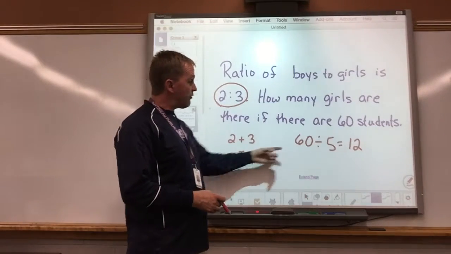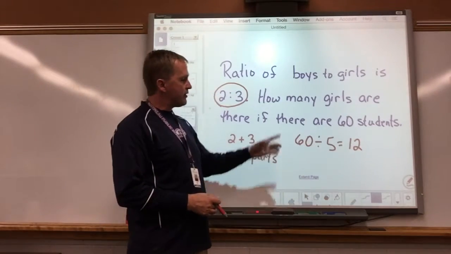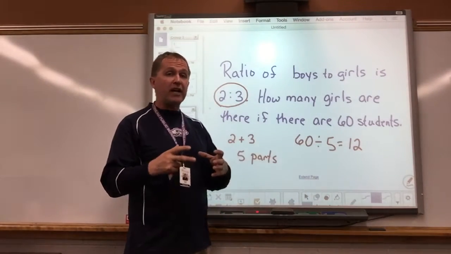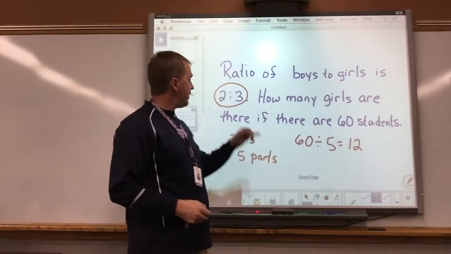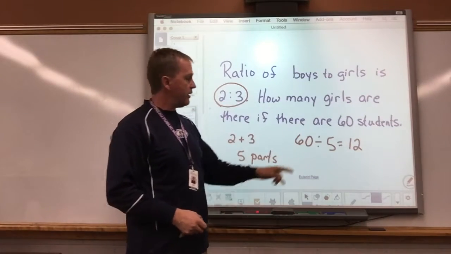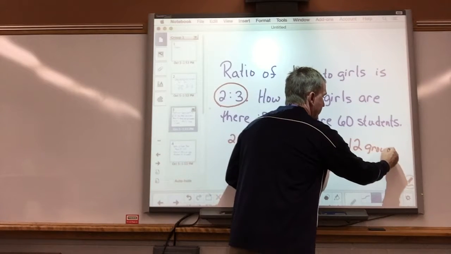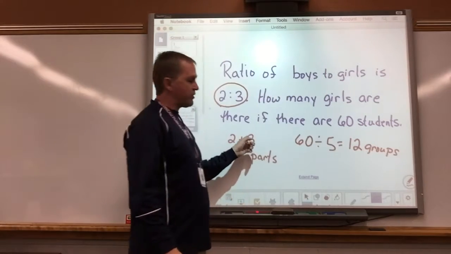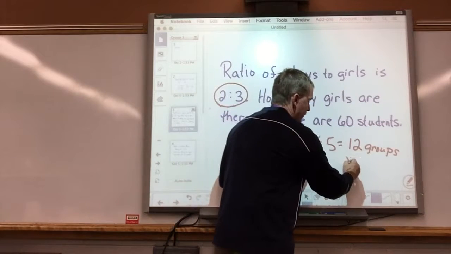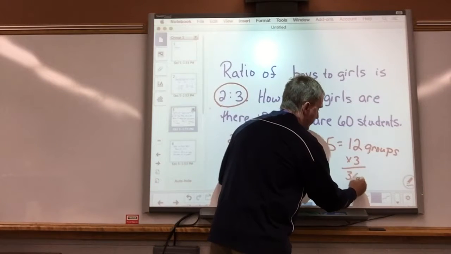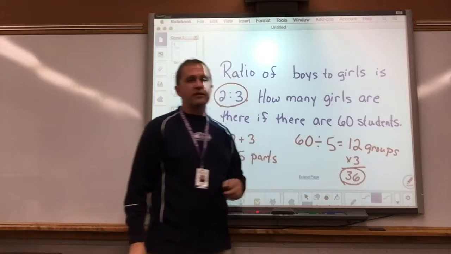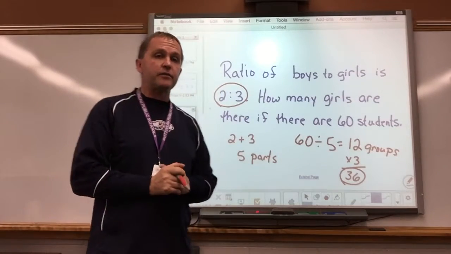Well, it just so happens 5 goes into 60 12 times. So with 60 students, we could have 12 groups that would all contain 2 boys and 3 girls. So if we have 12 groups, and each one of those groups has 3 girls, there should be a total of 36 girls in that class.